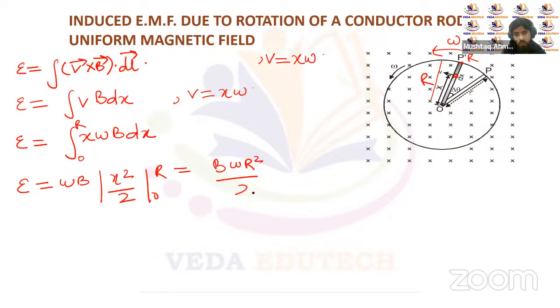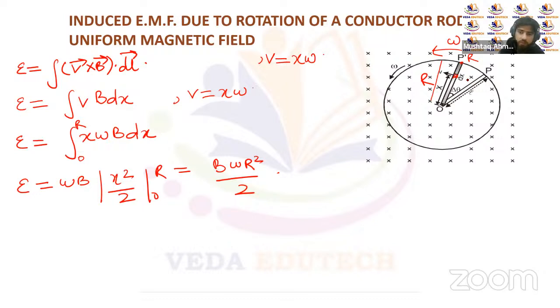So this is the induced EMF across the two ends of a conductor, right? Across the two ends of a conductor which is moving in this circular path, with the angular velocity of omega.